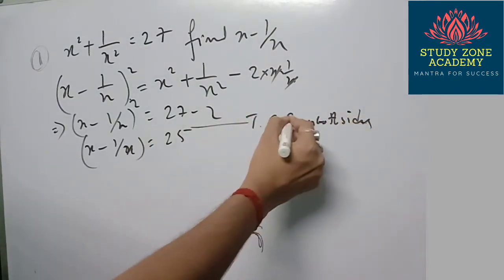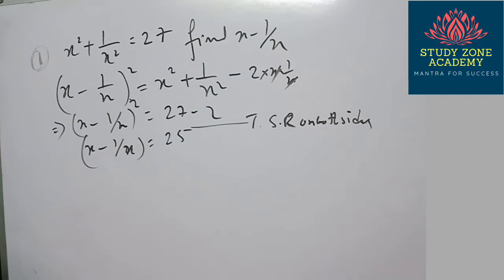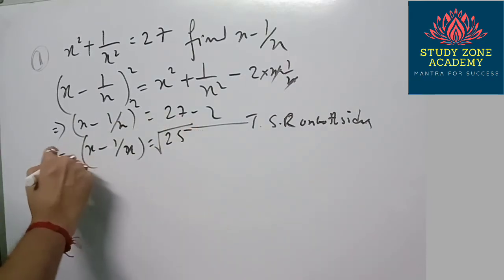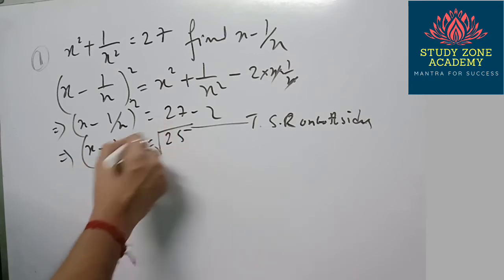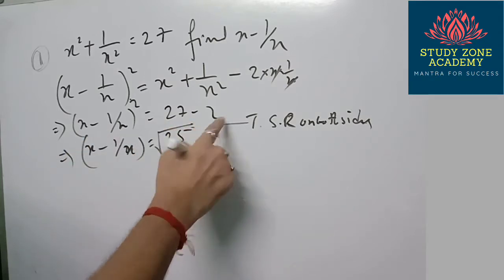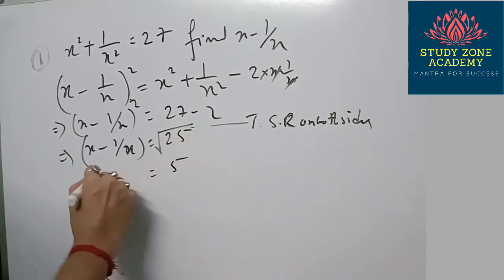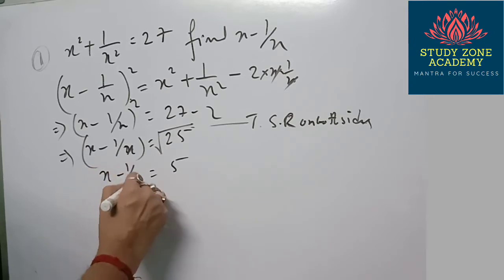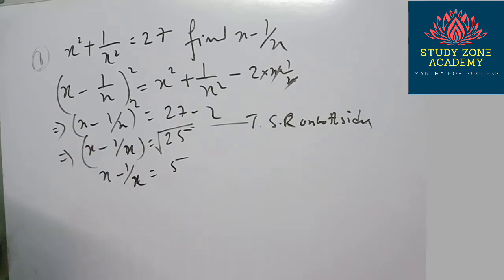You need to write it in a full sentence, but I'm not writing it. You must write. So after doing the square root, we are getting x minus 1 by x equals 5. This is the outcome.